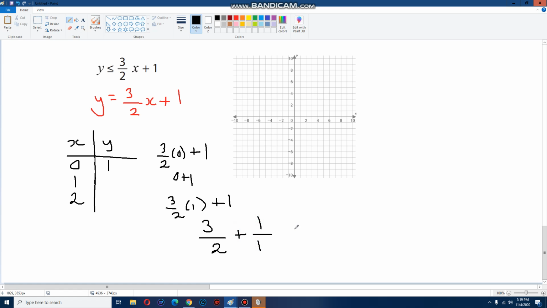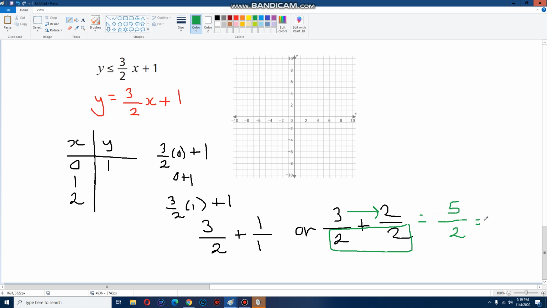Either you can do it like this if you want, or you can also do it like this. 1 over 1, we can make it, how about 2 over 2? And I'll tell you why. Because 2 divided by 2 is 1, 1 divided by 1 is 1. It's the same exact thing. The reason I did 2 over 2 is because I had the same denominator. If I have the same denominator, then I just need to add them straight. 3 plus 2 is 5, 5 over 2.